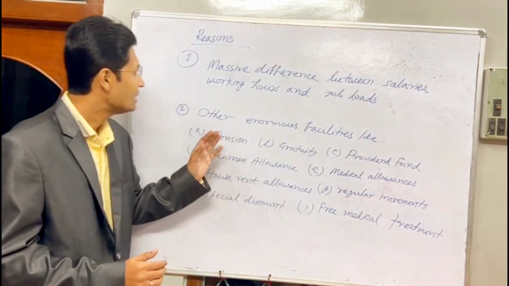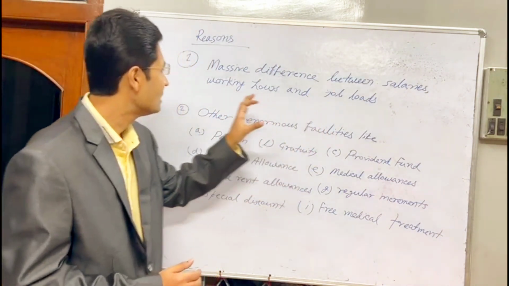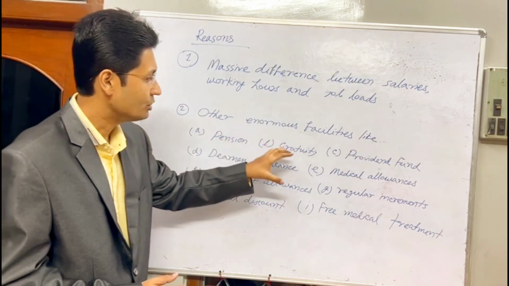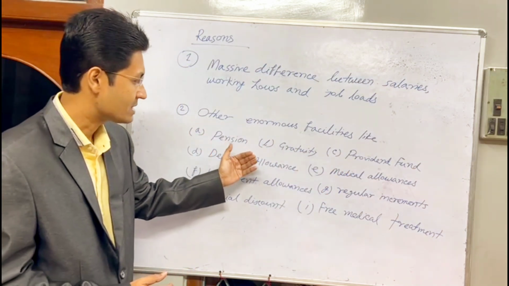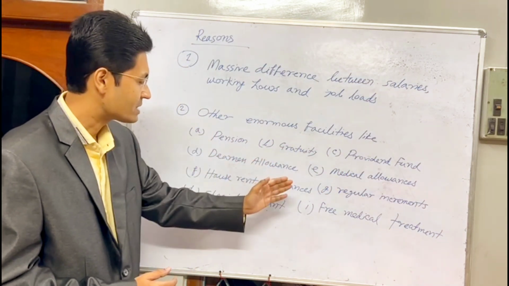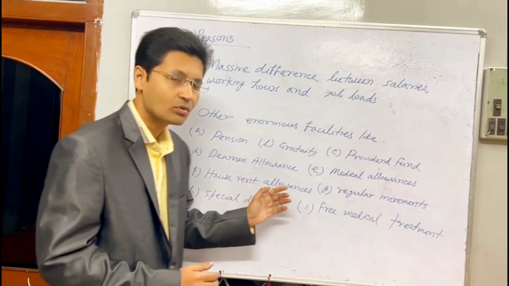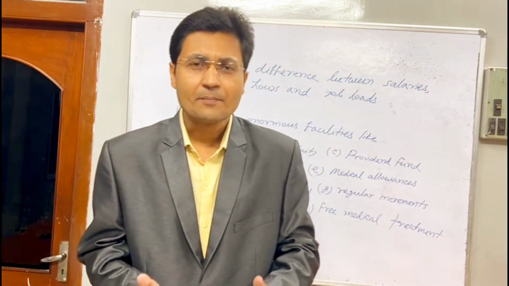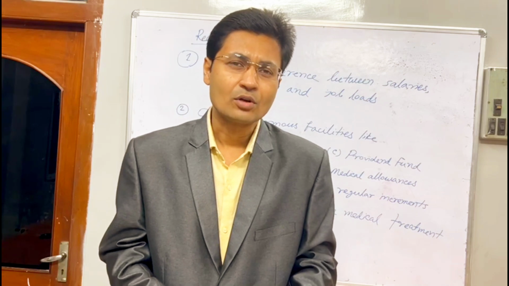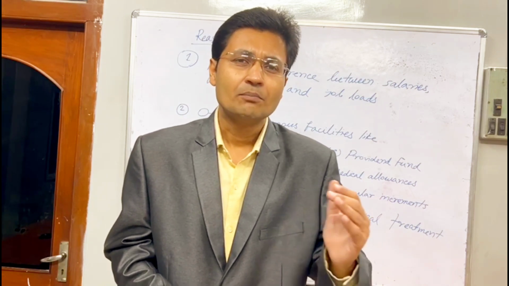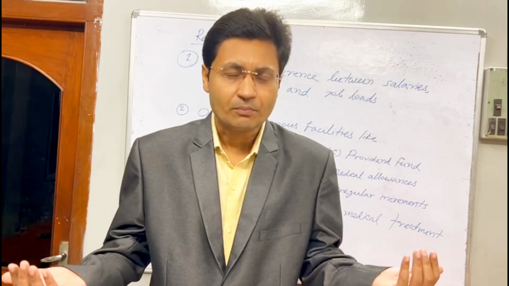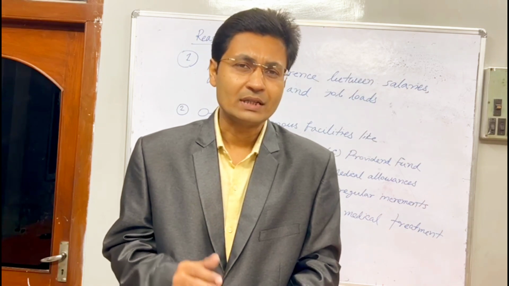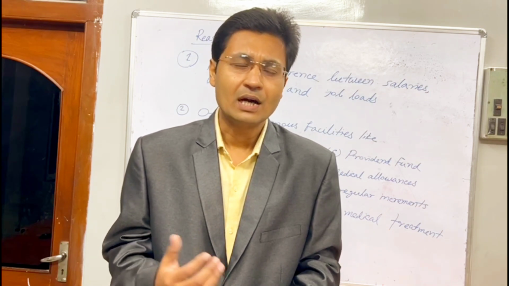So what is written there? There is a massive difference between salaries, working hours and job loads, and other enormous facilities like pension, gratuity, provident fund, dearness allowances, medical allowances, house rent allowances, regular increments, special discounts on various commodities, as well as free medical treatment. So these benefits are available for comparatively lenient work in the case of public employees, whereas in the case of private employees, these are completely absent. So this is a principal challenge, what I think, in the application of Article 39C.